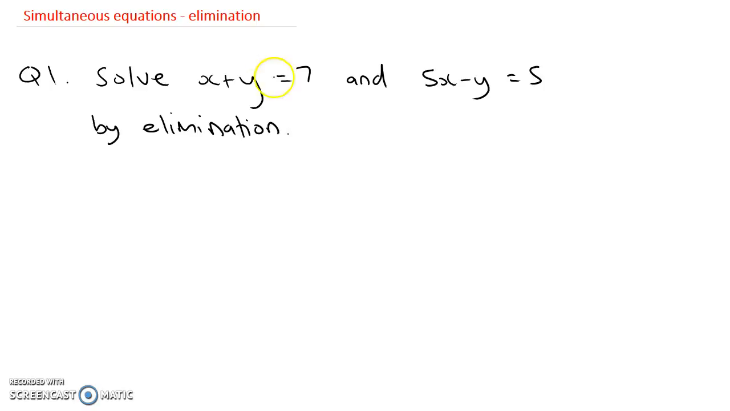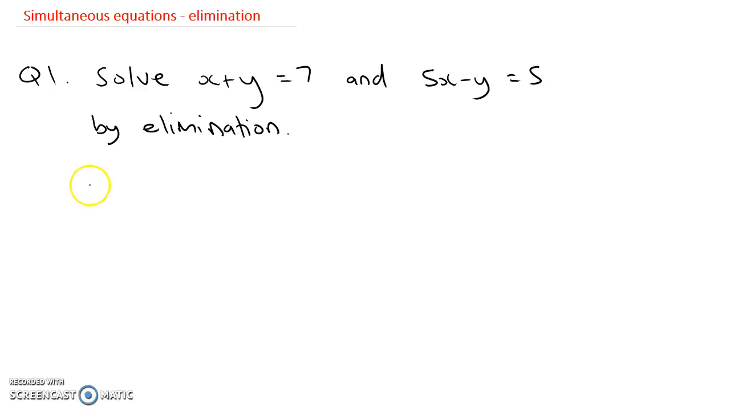Now, we could solve these simultaneous equations using the substitution method if we were to take this first equation, rearrange it to make y the subject, so we'd get y equals 7 minus x, and then we could sub that y into this equation here. That's a perfectly valid way of doing it, but as I said, sometimes you'll be asked specifically to solve simultaneous equations using a particular method.